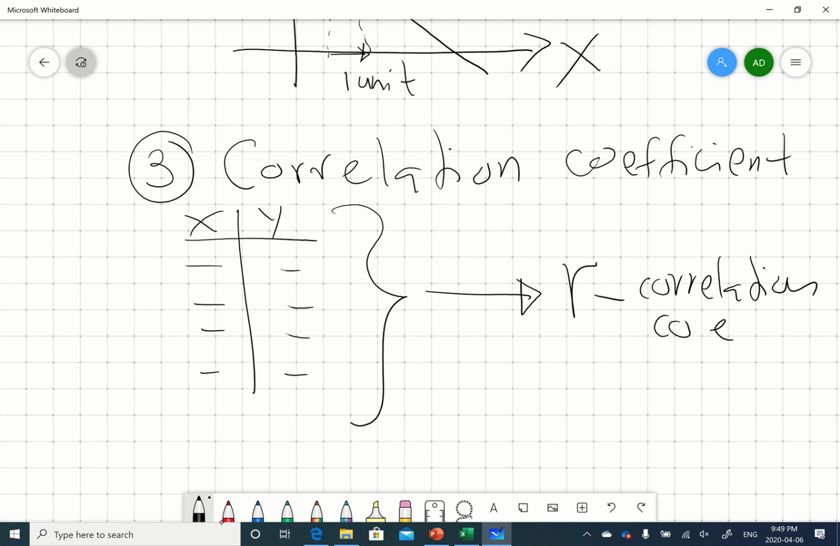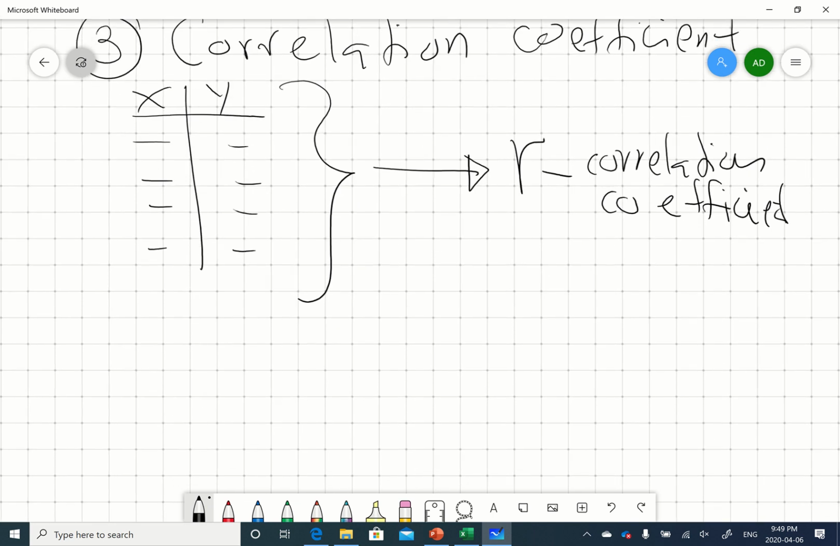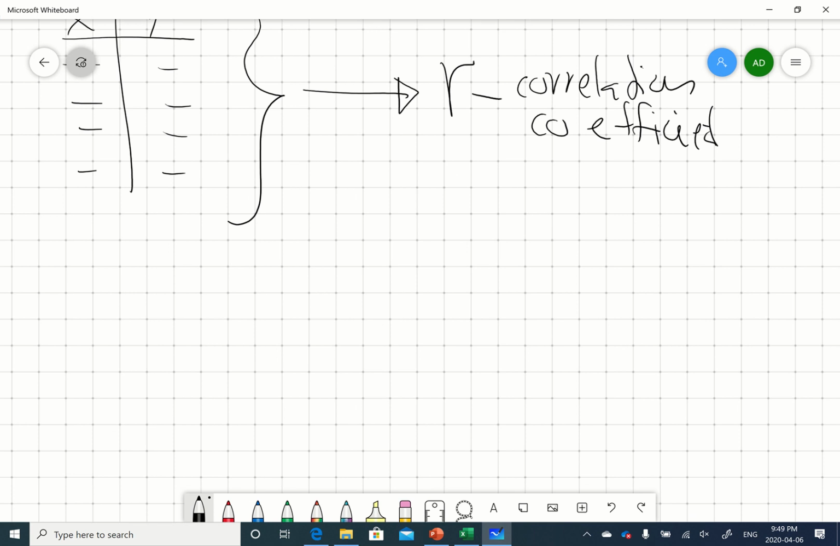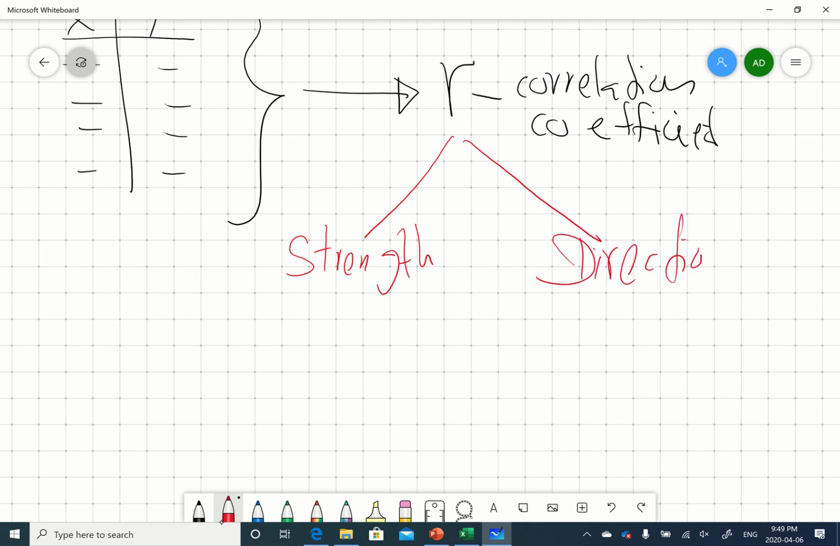And by just looking at the number and the sign of this number, we make our conclusion about the association. So R is more powerful than the regression analysis, because R is going to talk about two sides of the association. One, it's going to talk about the strength of the association, and the other one is going to talk about the direction of the association.